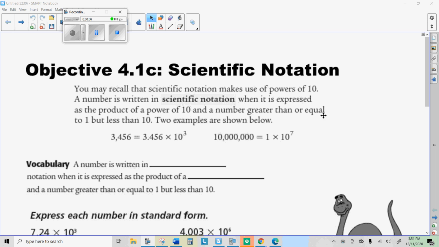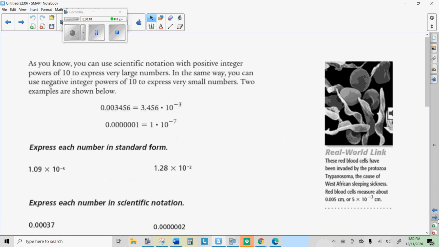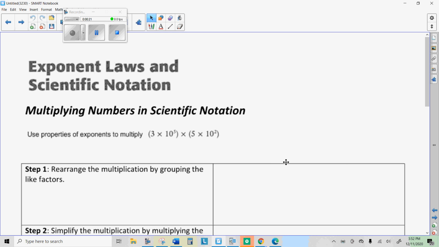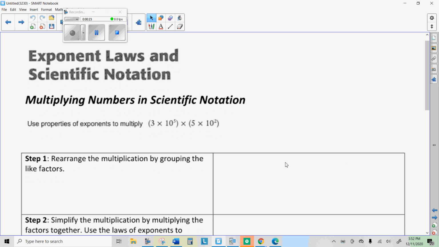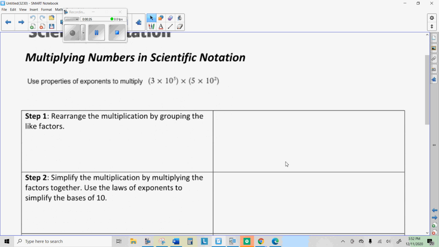It's Mr. Hermanson again. We're going to do one more thing on scientific notation, and that is if you have expressions with numbers written in scientific notation, how do you deal with those? So let's move to this page here, and we'll start with if you're multiplying numbers in scientific notation.